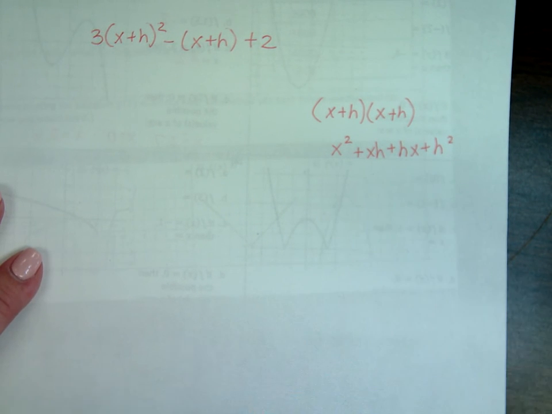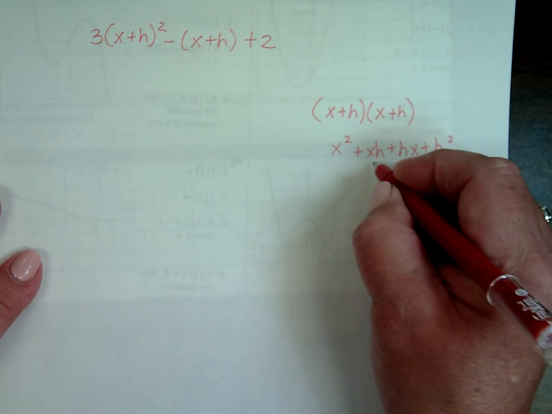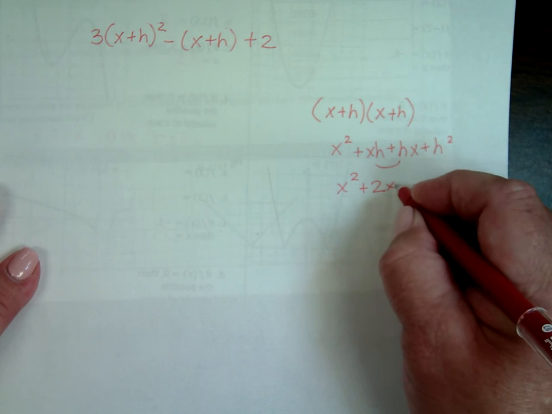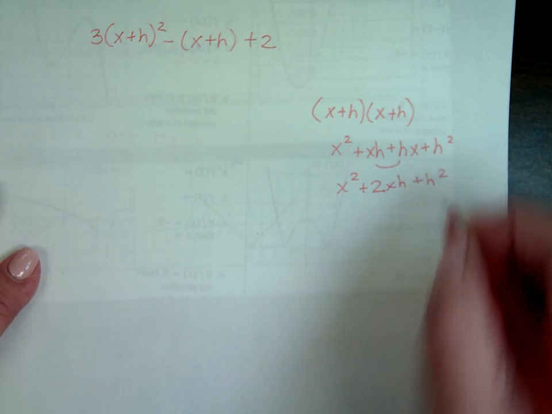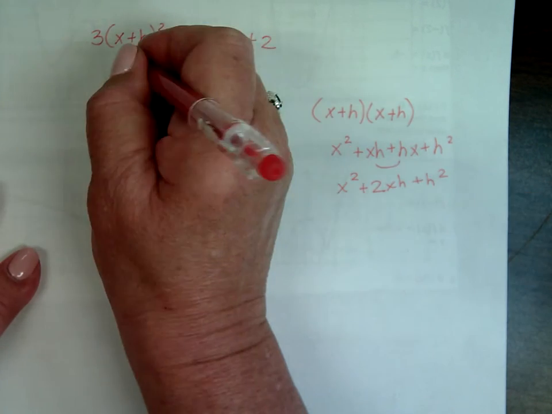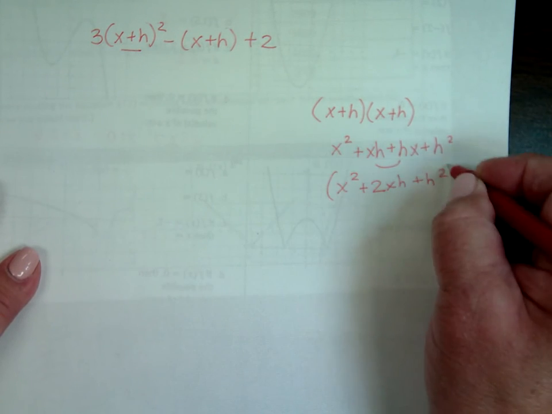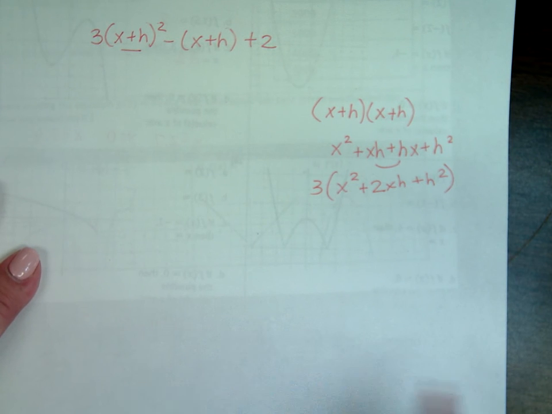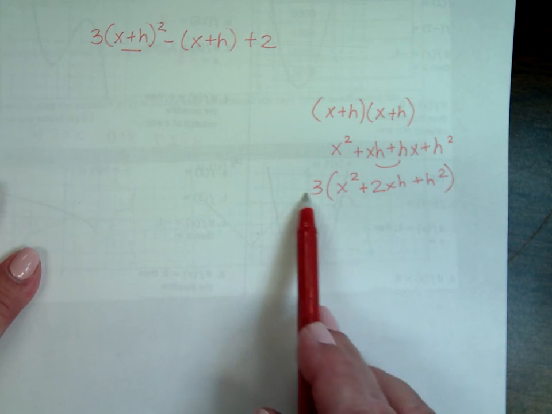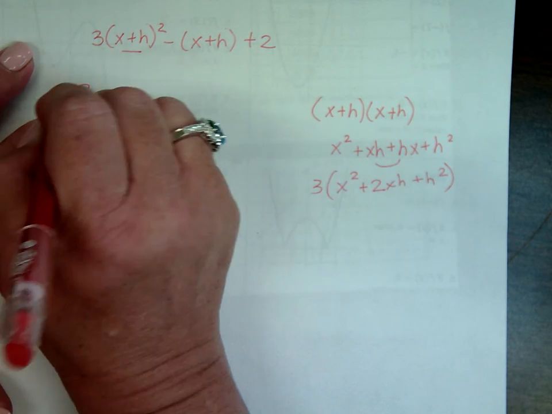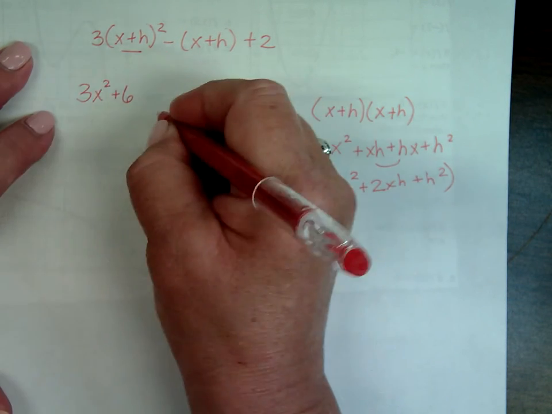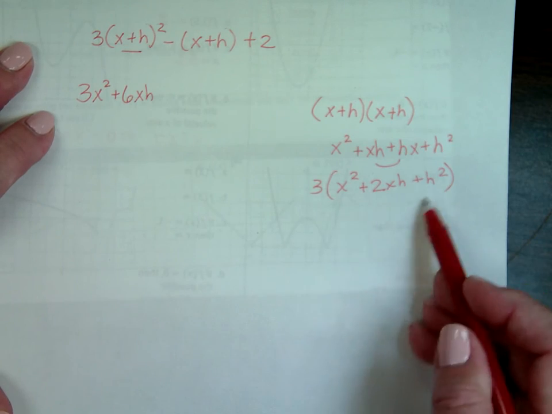These are like terms, which means that I really have x squared plus 2, take your pick, call it xh, call it hx, whatever. And there you go. Now remember, this is just this part. This now needs to get multiplied by 3 so that I can come back over here and take care of this whole first piece. So here I go. I'm going to distribute my 3 into those and see what it looks like. I have a 3x squared. I have 2 times 3 is 6xh. And I have 3 times h squared is a plus h, 3h squared.